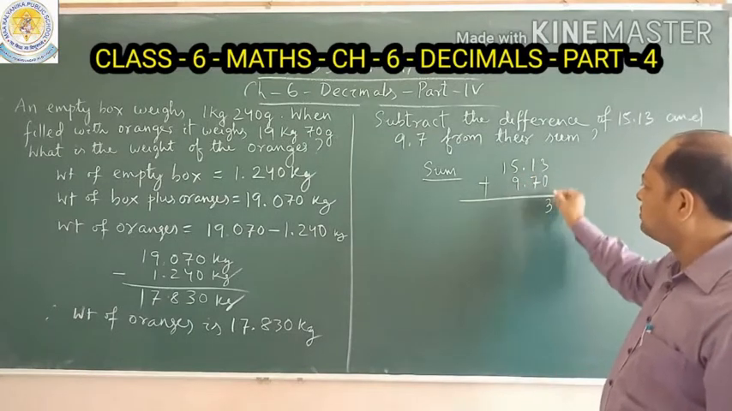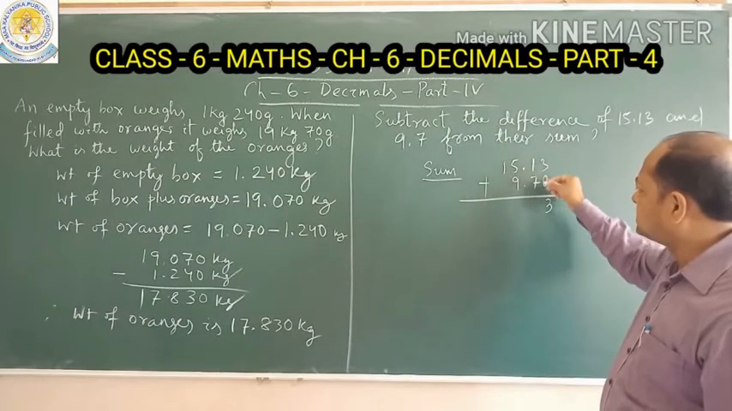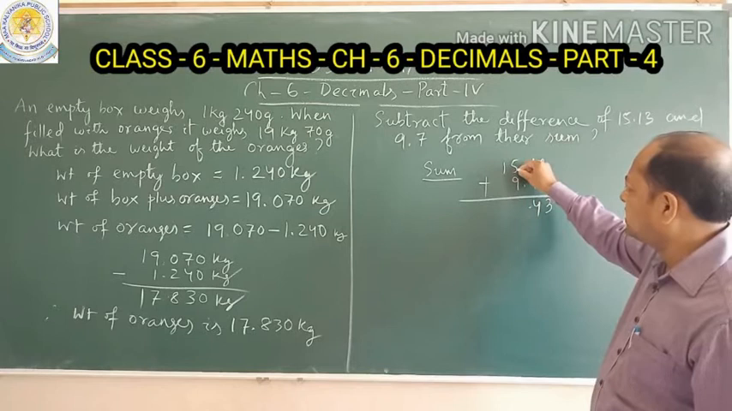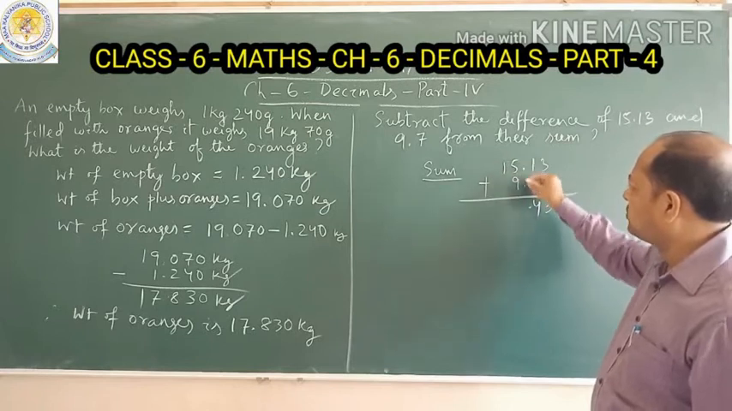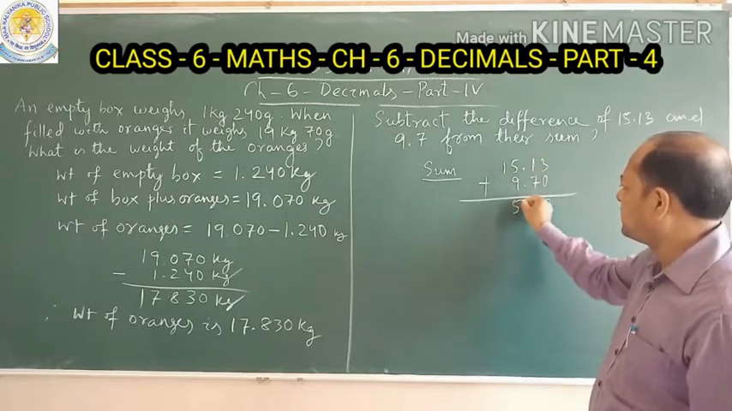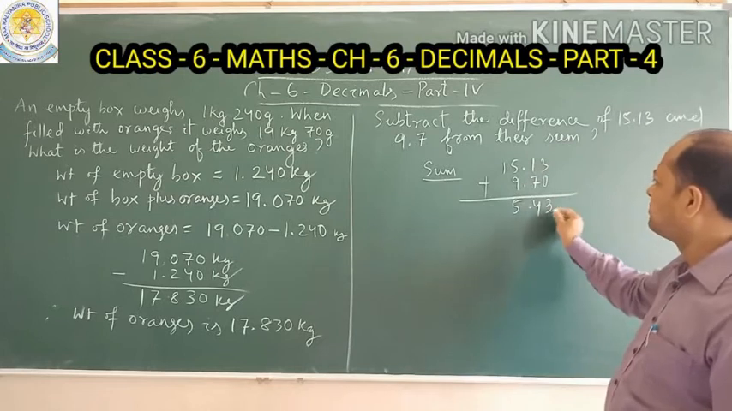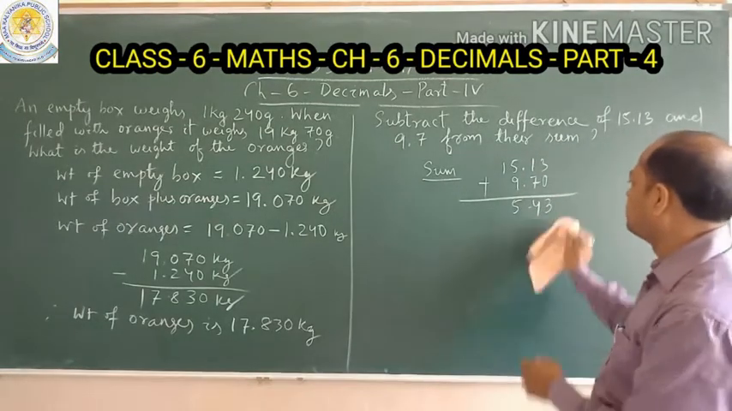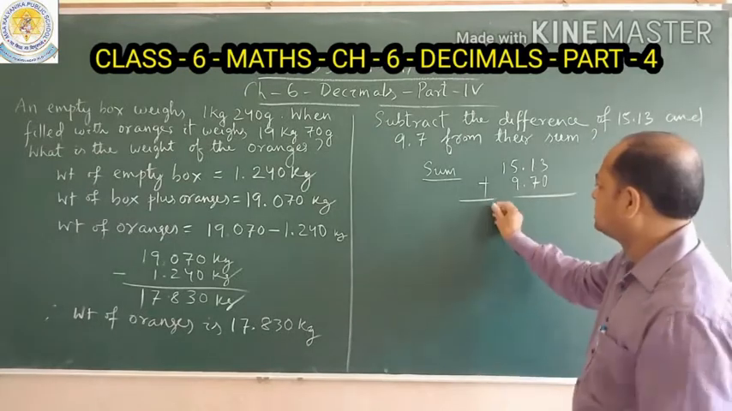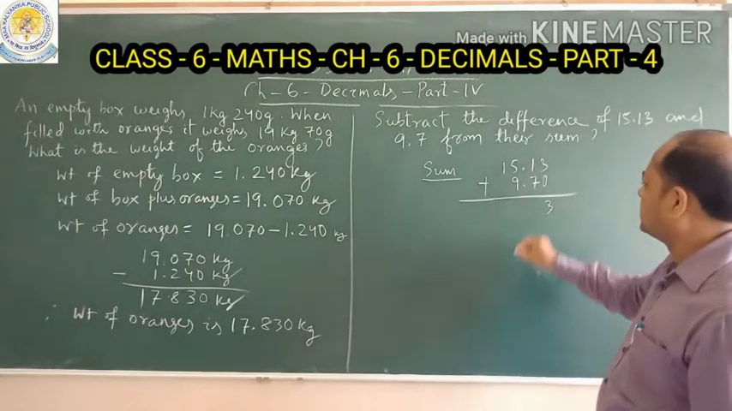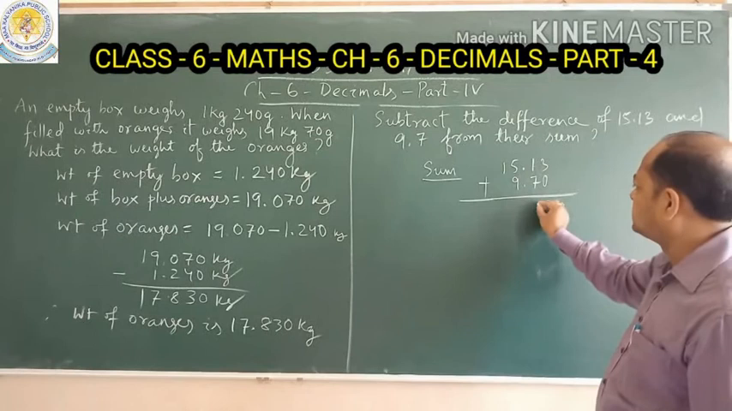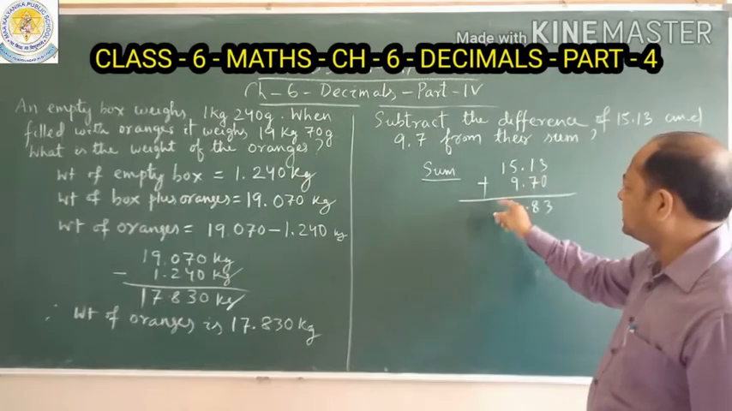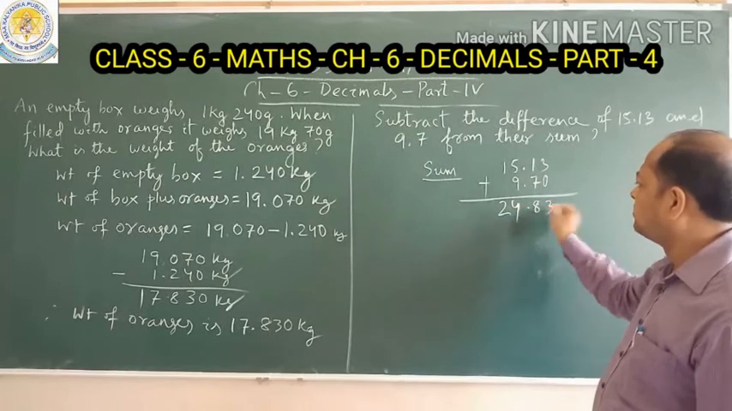It is 3 now, and 11 minus 7 is 4. And what is there here? It is 4 now. 14 minus 9 is 5. So 5.43. So it is the plus operation. So plus means we have to do like this. Write the 3 here, and 7 plus 8, and 5 plus 9 is 14, 1 carry. So it will be 24.83.